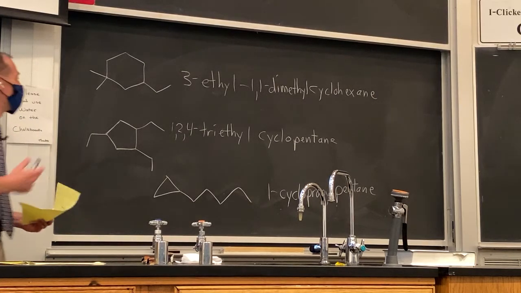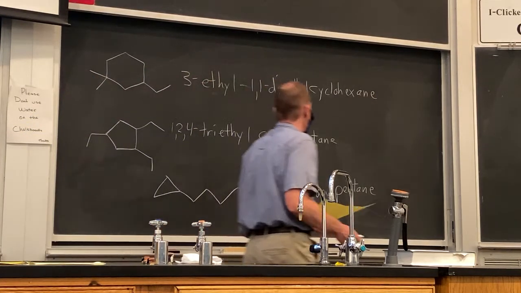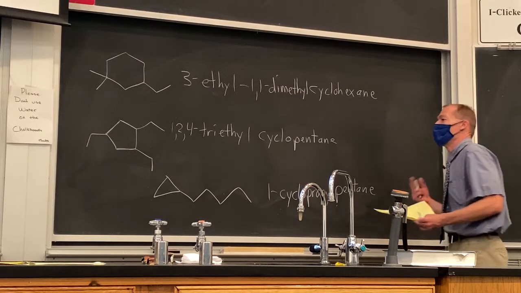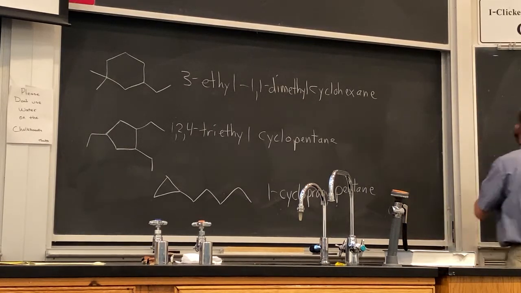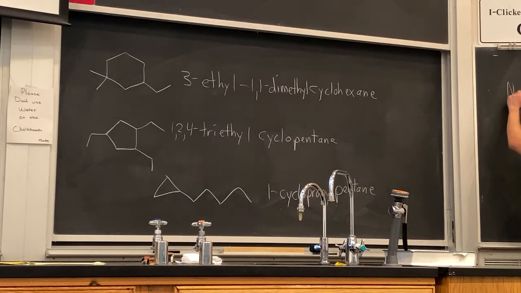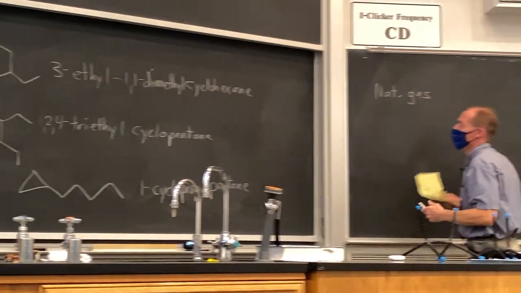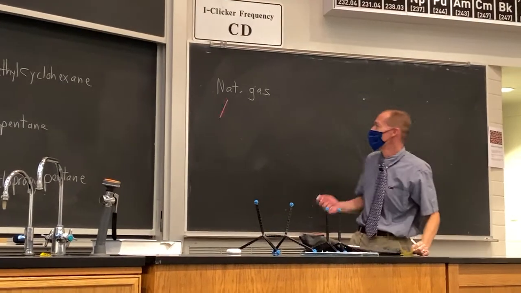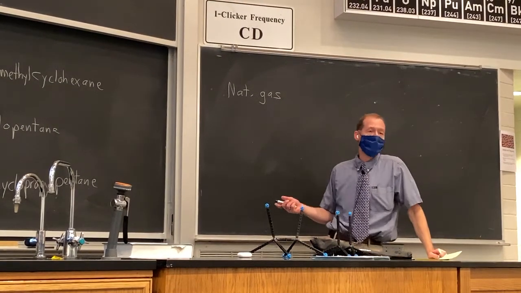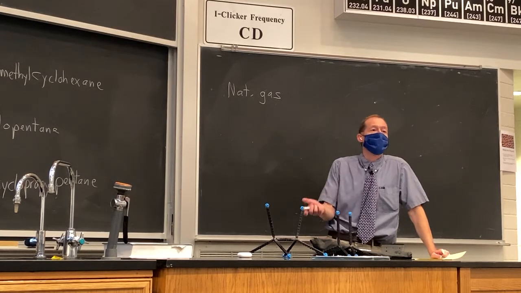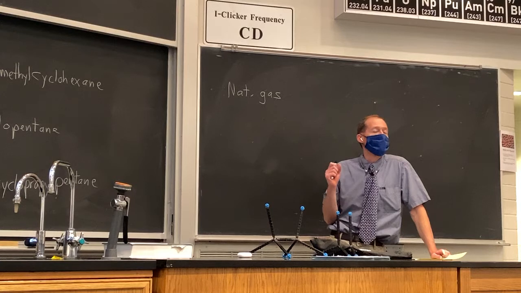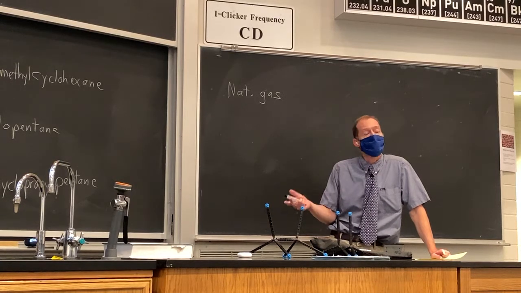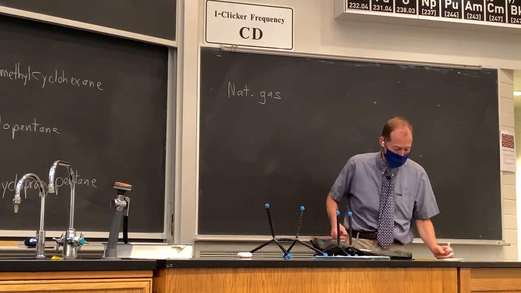Let's talk briefly about interesting alkanes, naturally occurring alkanes. There are two types of the most interesting naturally occurring alkanes. One is natural gas, mostly made of methane, about 60 to 80% methane. And then the remainder is ethane, propane, and butane, used as a fuel.